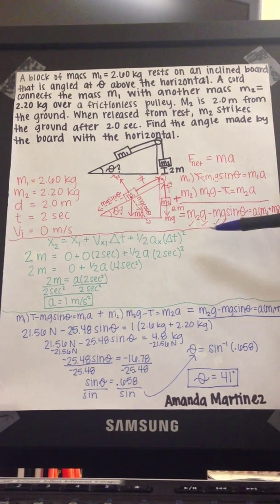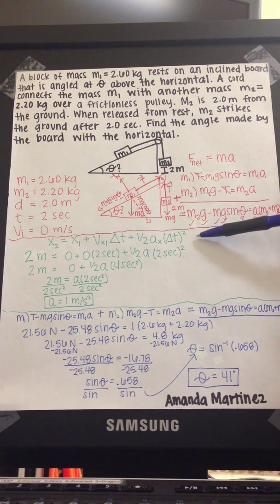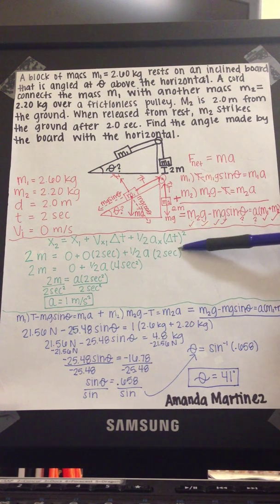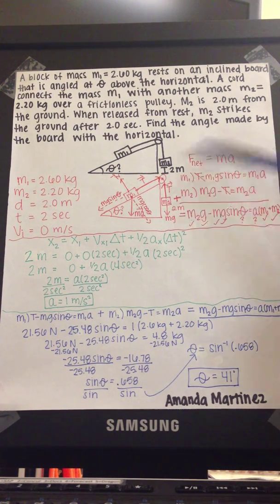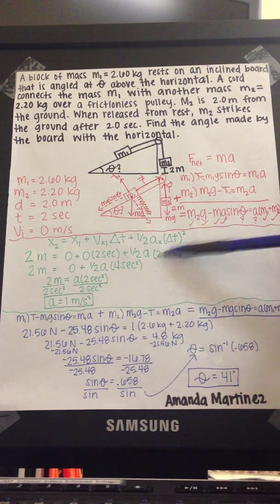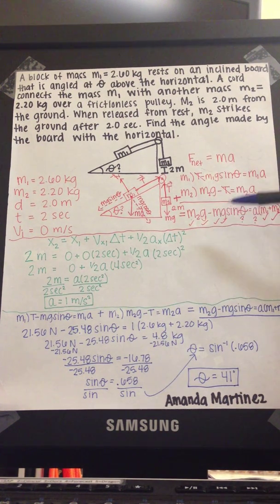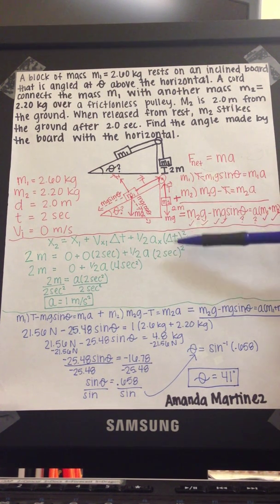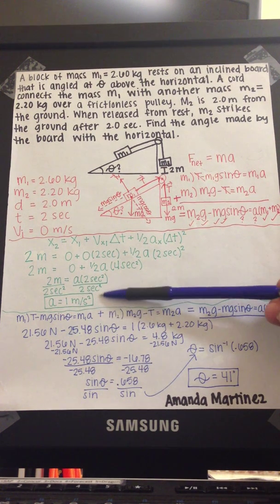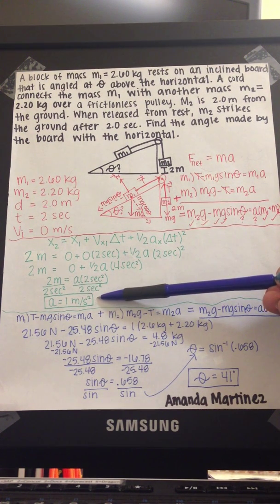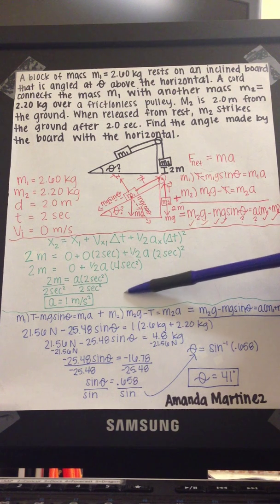And I decided to use this formula, because it has time, and you know that they give you the time in the problem, and also they give you the distance in the problem. So you have every value you need to solve for a. So I set it up and solved for a and got a equals 1 meter per second squared.